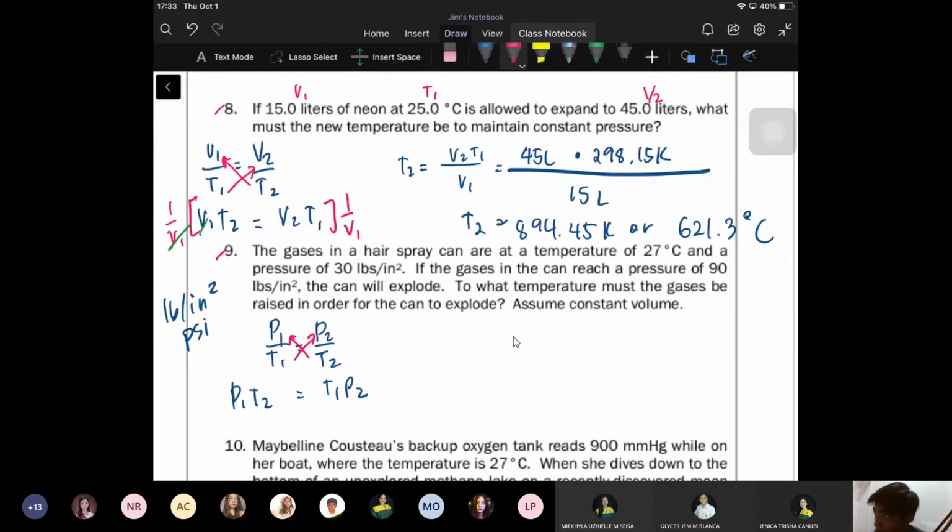Then, we are solving for the final temperature. So, we are going to look for T2. That means we have to divide both sides by P1. So, they can be cancelled. So, our working equation now would be T2 equals T1 times P2 over P1. Okay? And plug in na lang.